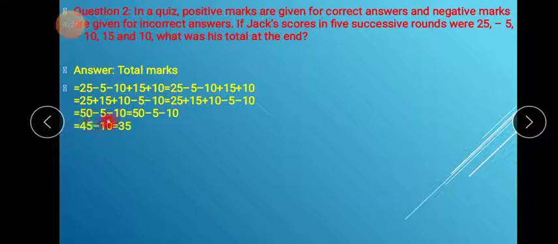So 50 minus 5 is how much? 45 minus 10. That answer is how much? 35. So what was the total score of Jack in that quiz? His total score was 35.